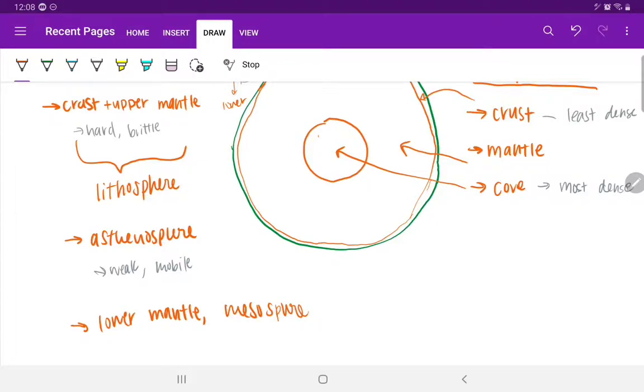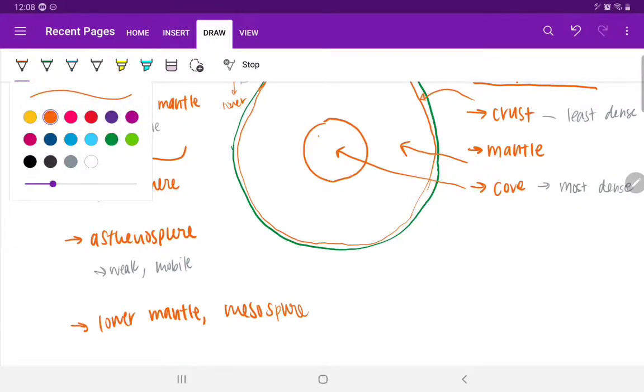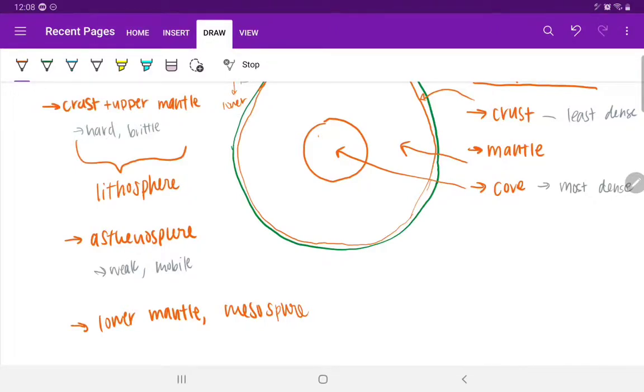What's important to note here is that these aren't firm delineated boundaries, right? We don't have a hard lithosphere and suddenly a mobile asthenosphere. There's a gradual change as we go from the lithosphere to the asthenosphere. And as we go from the asthenosphere to the lower mantle, we have to remember that there are two forces at play, right? So there's the temperature. As the temperature increases, the rock becomes more melty and soft.